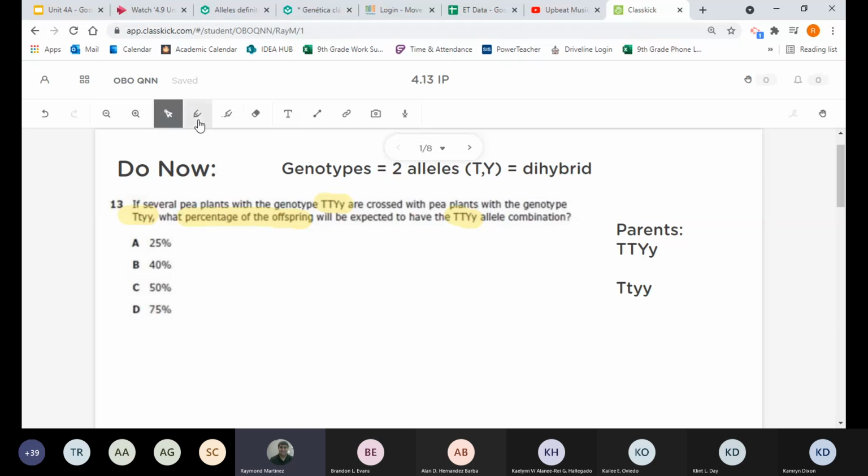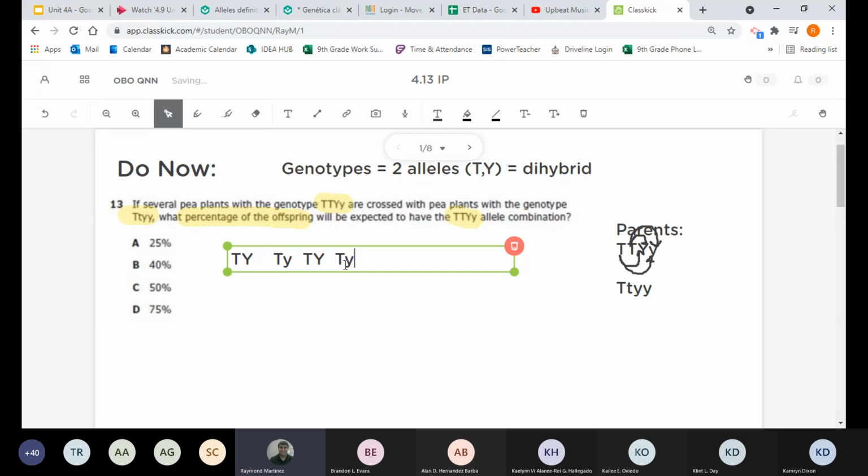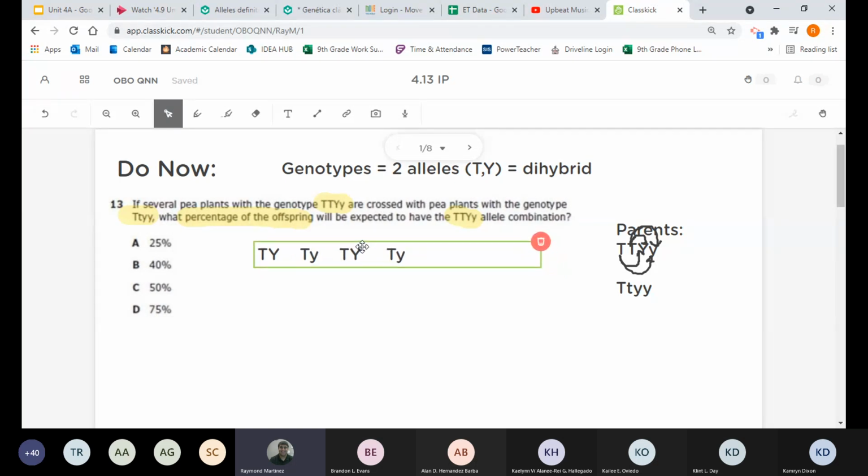table, right? So remember, when we're doing this, you're starting with the first letter. So big T, big Y, big T, little y. So we'll start here. Big T, big Y, big T, little y. There you go. Then you take the second letter. So you got big T, big Y, big T, little y. So you're essentially doing the same thing over again. So you got big T, big Y, big T, little y. There you go. So these are your independently assorted alleles based on one parent's genotype.